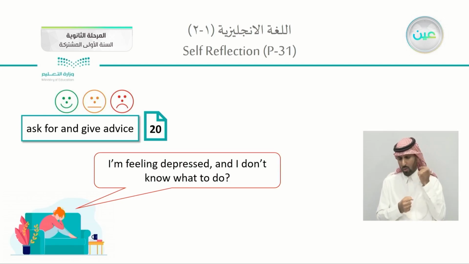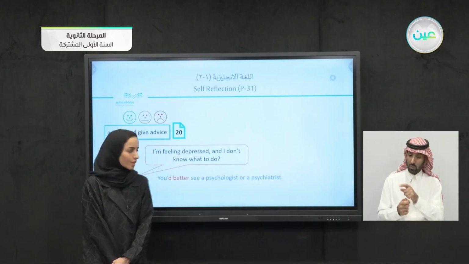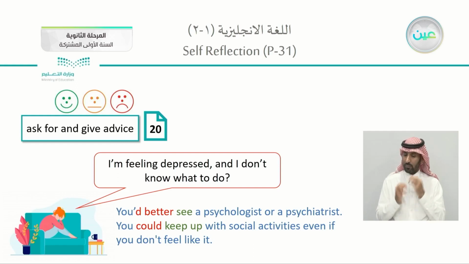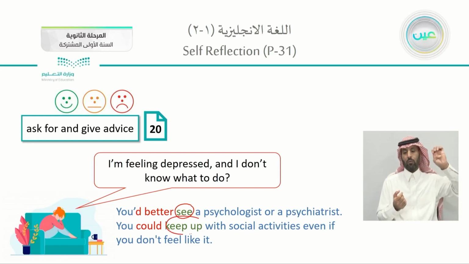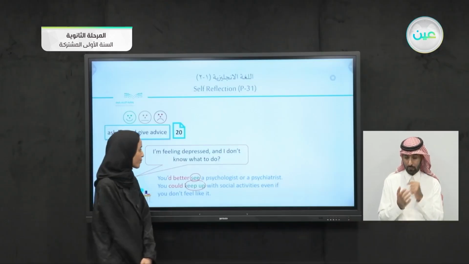What should I do? I feel sad, I feel down. What would we tell her? I will tell her, you had better see a psychologist or a psychiatrist to ask someone for help. And also, you could keep up with social activities even if you don't feel like it. So, had better see and keep up. It is not keeps or keeping, keep up. The base form of the verb.